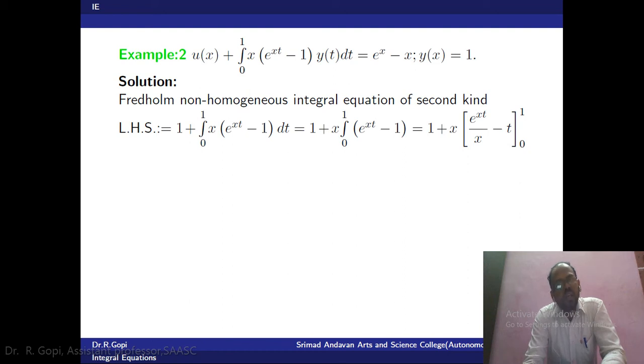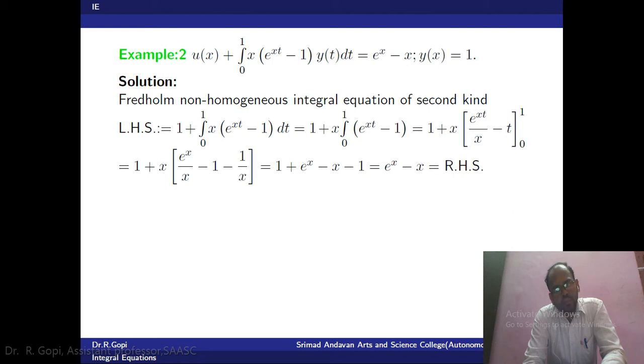Substituting the upper limit, we get 1 plus x times e^x divided by (x minus 1). Then substituting the lower limit, that is nothing but e^0, and e^0 is 1, so 1 by x, minus 0. So that is nothing but e^x divided by (x minus 1), minus 1 by x.